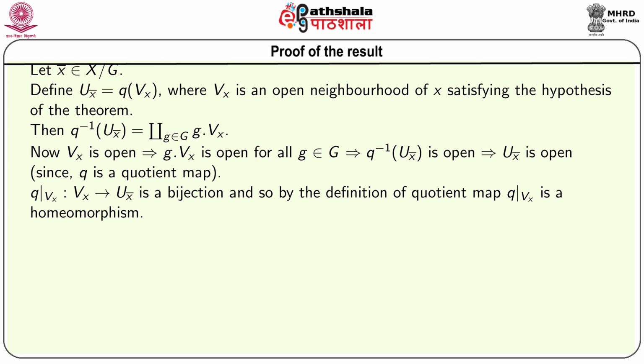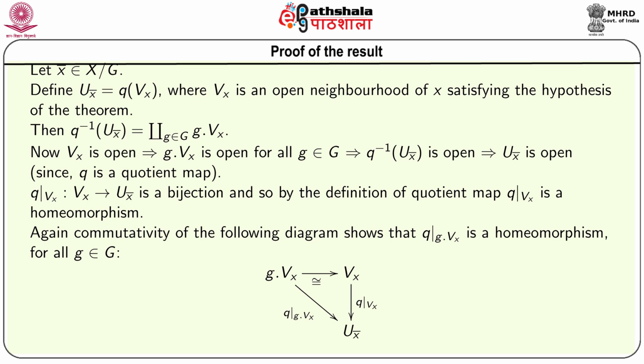Now, Q restricted to Vx is a bijection, and so by the definition of quotient map, Q restricted to Vx is a homeomorphism. Again, commutativity of the following diagram shows that Q restricted to g dot Vx is a homeomorphism for all g belonging to G. Therefore, Q is a covering map.